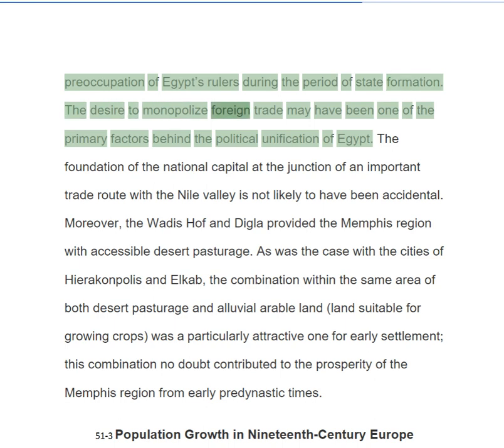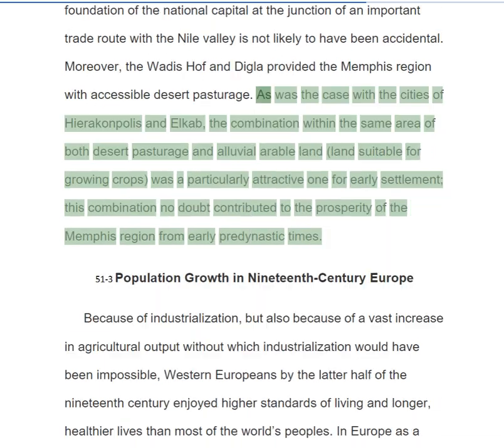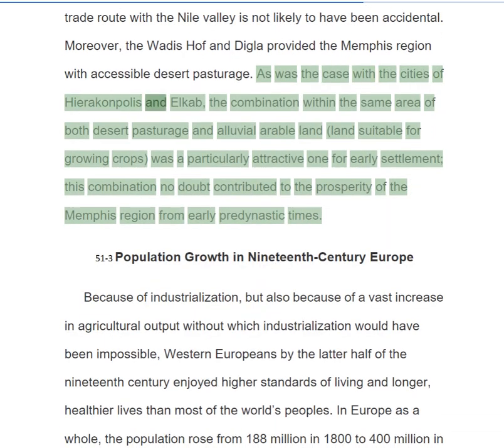The desire to monopolize foreign trade may have been one of the primary factors behind the political unification of Egypt. The foundation of the national capital at the junction of an important trade route with the Nile Valley is not likely to have been accidental. Moreover, the Wadis Hof and Digla provided the Memphis region with accessible desert pasturage. As was the case with the cities of Hierakonpolis and El-Kab, the combination within the same area of both desert pasturage and alluvial arable land was a particularly attractive one for early settlement. This combination no doubt contributed to the prosperity of the Memphis region from early pre-dynastic times.